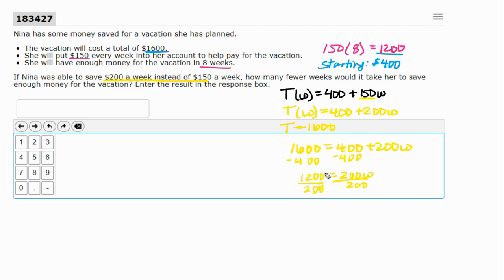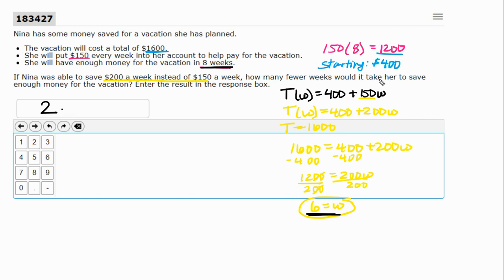I see double zeros. So double zeros, they can kind of cancel each other out. So now I'm just left with 12 being divided by 2, which is 6. So it takes her 6 weeks now instead of the 8 weeks because she's saving a little bit more per week. So in this response box, or on your quiz in the course, you're going to select the number 2 because that difference between 8 weeks and 6 weeks, she sped up that process by 2 weeks.